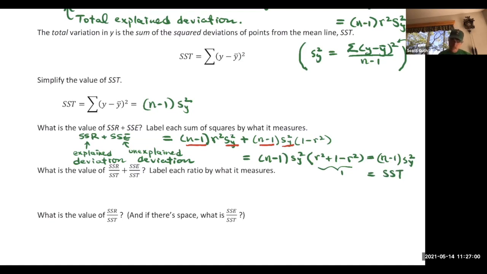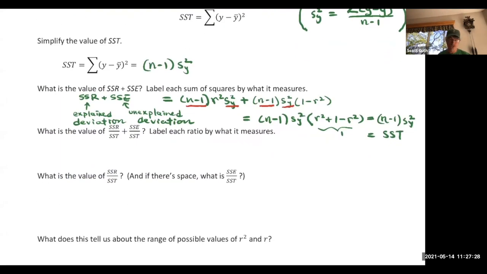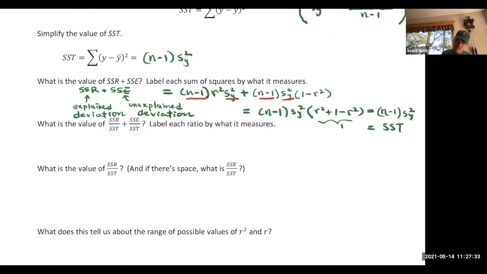So what we're saying is that the explained deviation, those are the deviations from the mean to the line of best fit, plus the unexplained deviations from the line of best fit to the actual data points, the explained part plus the unexplained part always adds up to the total deviation, which is used in the standard deviation of Y values, the total deviation from the mean. Okay, so the next part is they want us to look at some ratios.